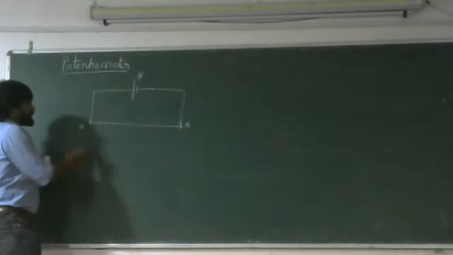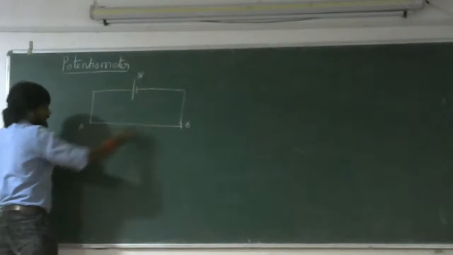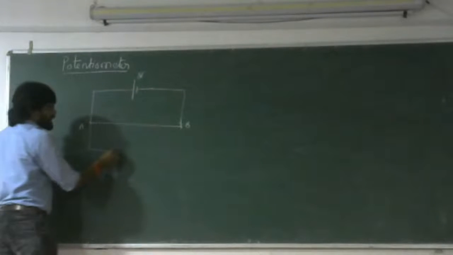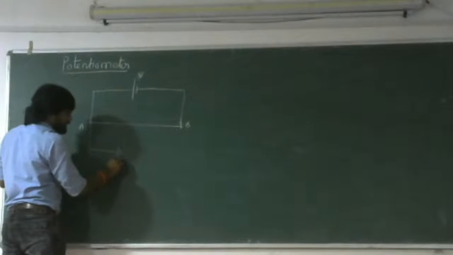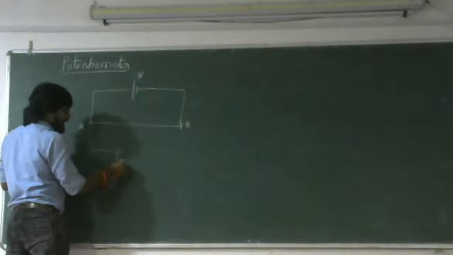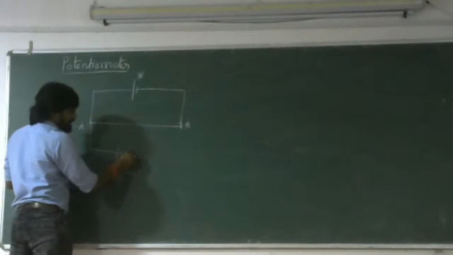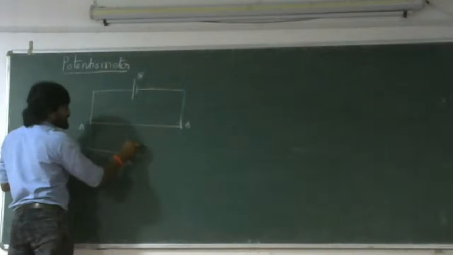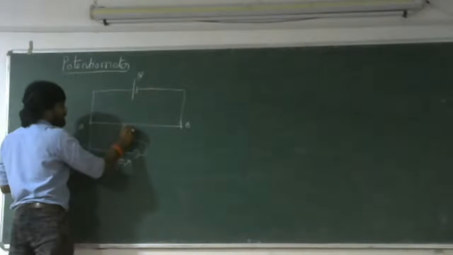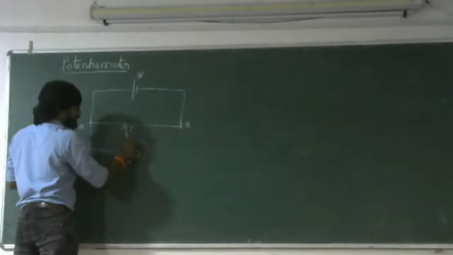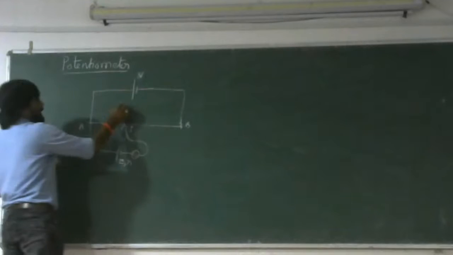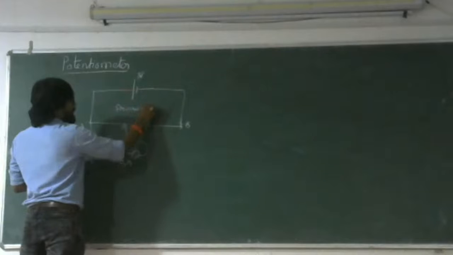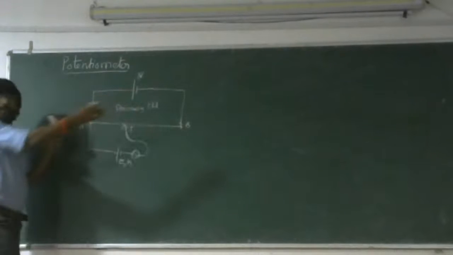Right? And in between these two, here we connect another battery or cell whose EMF is E, and it may have some internal resistance R, which is further connected to a galvanometer and hence to a jockey J. This part is called the primary circuit. The primary circuit is a brief representation.